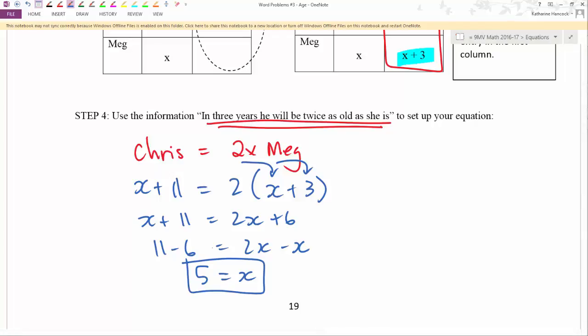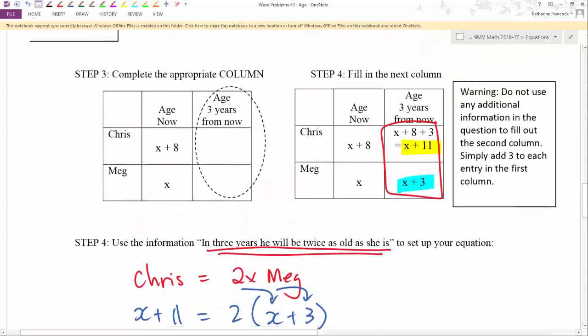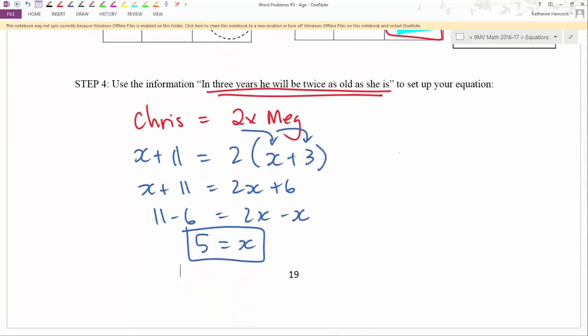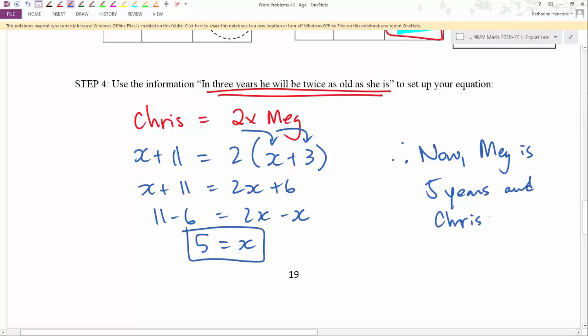X was Meg. If we go back to what the question was asking, let's double check. The question said, how old are they now? So we need both of them. Therefore, now Meg is 5 years old and Chris is 5 plus 8, or 13 years old, because Chris right now is 8 years older than Meg. So 5 and 13.